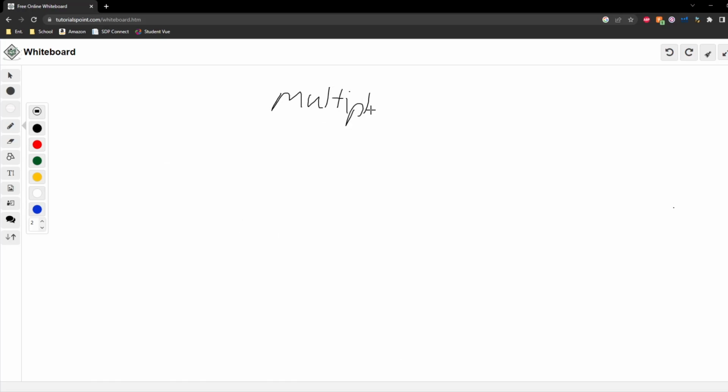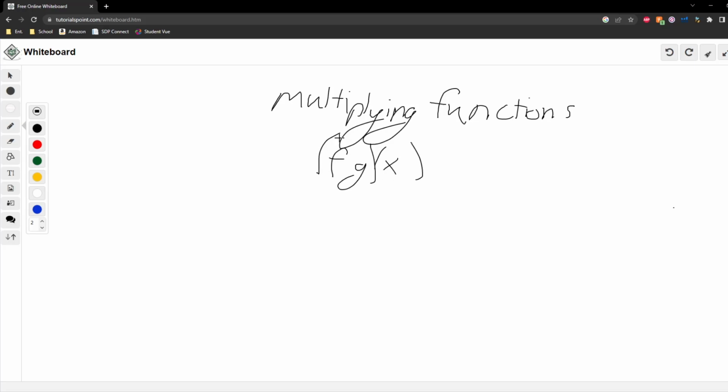Multiplying functions. Remember the distributive property? We're going to be using that a lot in multiplying functions. Because to multiply functions, you must distribute the addends of one to the addends of the other.